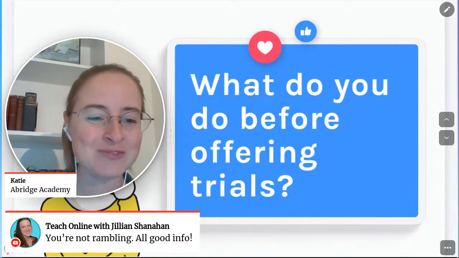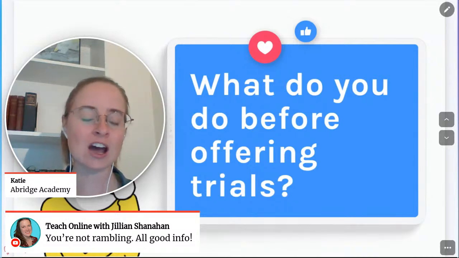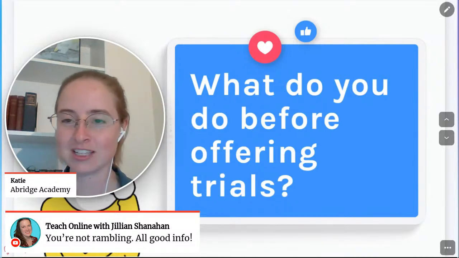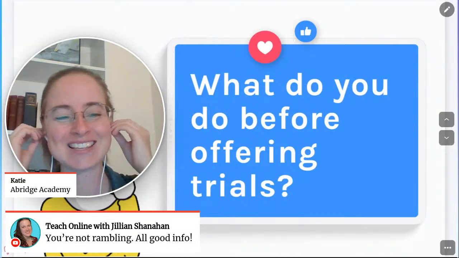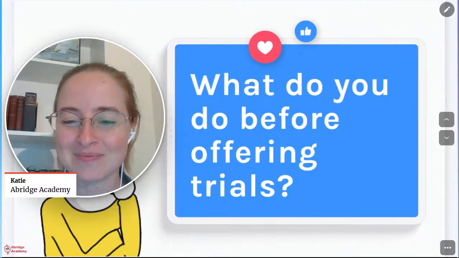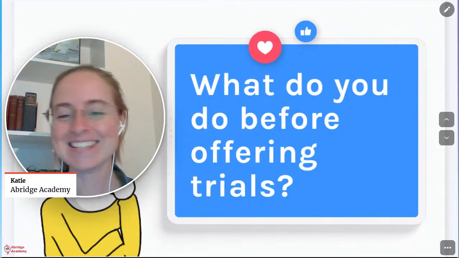Gillian saying, you're not rambling, all good info. Thank you, Gillian. Appreciate it. I feel like I sometimes have the habit of either talking at 100 miles an hour, which I probably am at the moment. I need to slow down. I think I need to put a sticky note on my computer just saying, slow down. Or I talk too much, but hopefully this is all helpful stuff. There's a lot to get through today, so yes, I get excited.